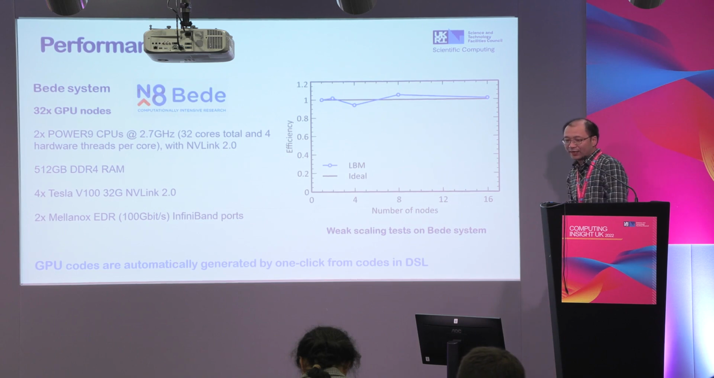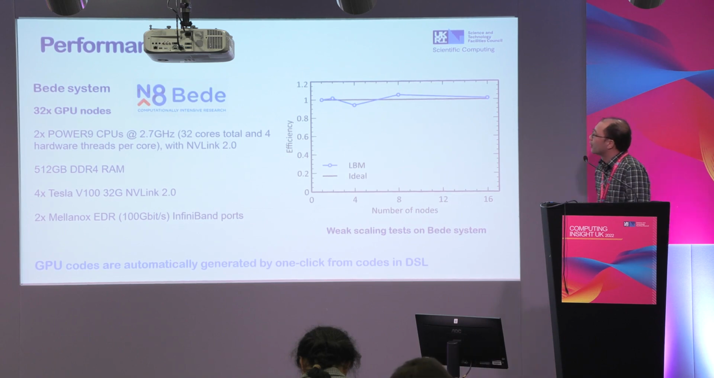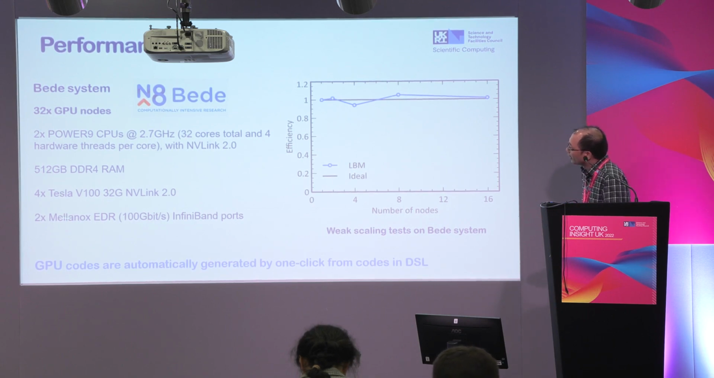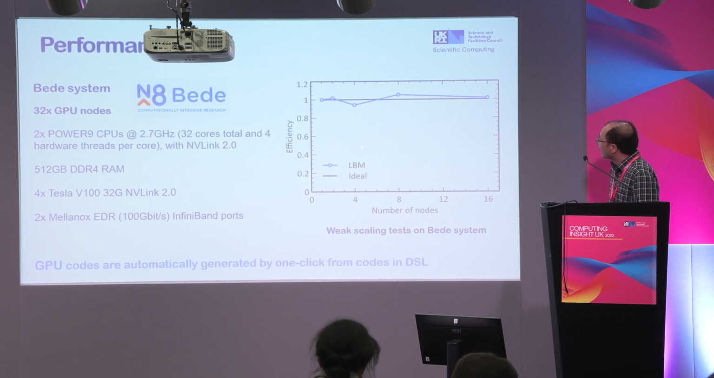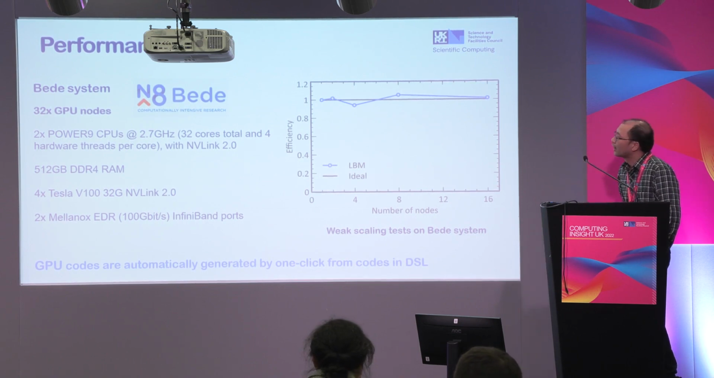The second test is on a multiple-GPU cluster. This is based on the N8 system, which is equipped with NVIDIA Tesla V100 GPUs. We ran a weak scaling test in this case, and as we can see, up to 16 nodes, that means 64 GPU cards, we can still get quite good efficiency.